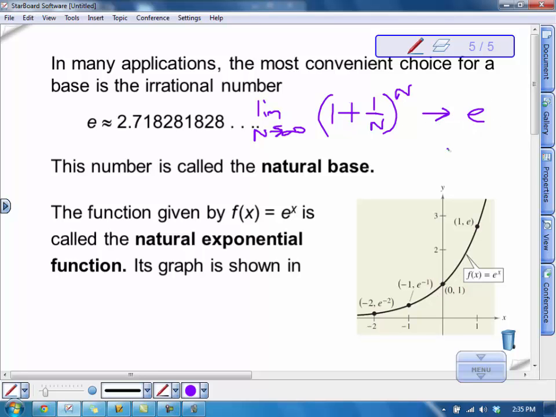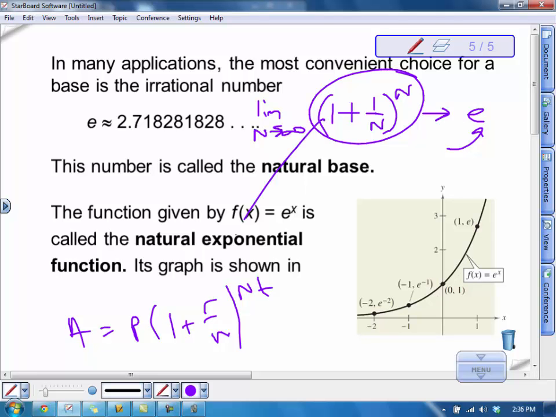The bigger n gets, the closer it gets to this irrational number. Okay, that might not mean a lot to you right now, but you'll see our finance equation is this: A equals P times (1 plus r over n) to the nt. You can see that this expression right here is embedded in this formula.